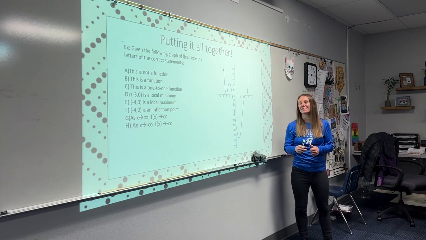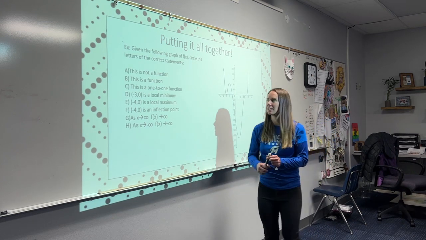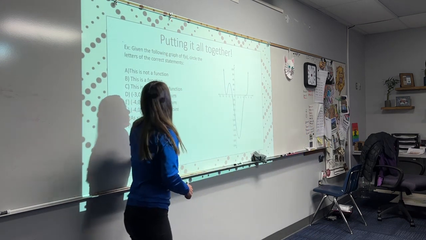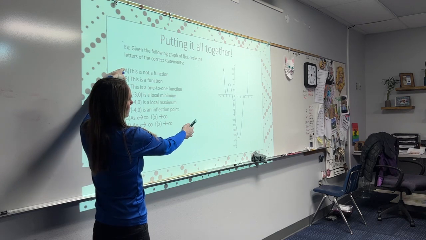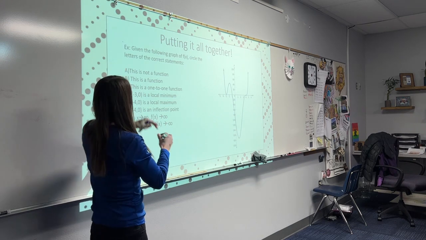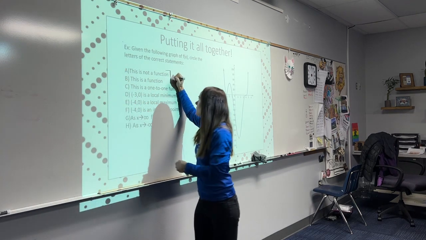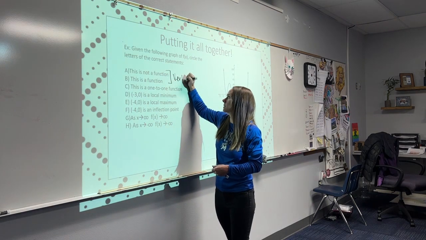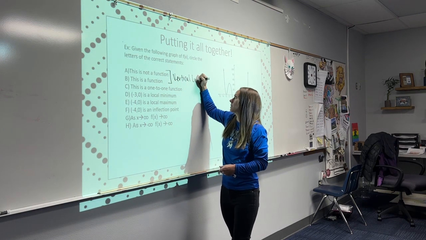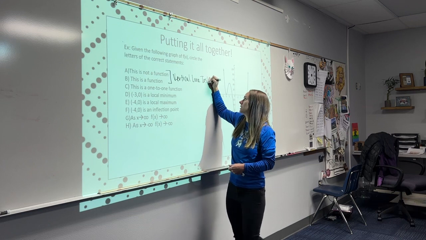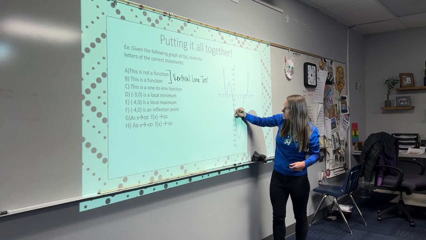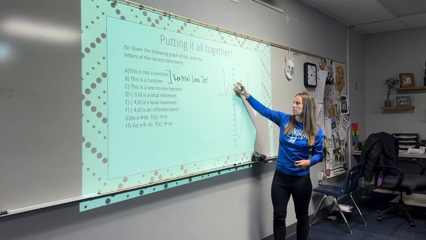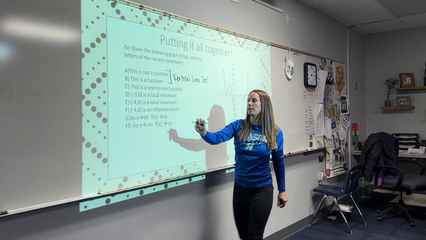Okay, let's rally. So we have to circle either A or B. Is this a function, yes or no? Yes. This question right here is all about the vertical line test. Okay, here it does pass the vertical line test. There's nowhere where I can draw a vertical line and hit the graph more than once. So this is a function.